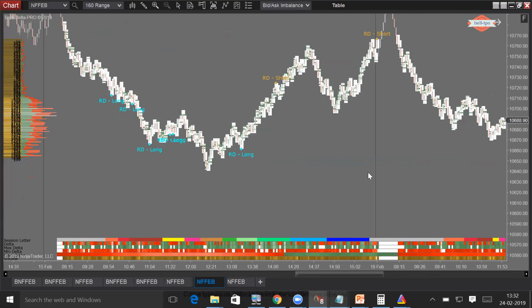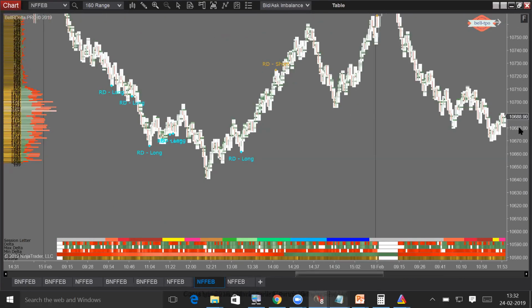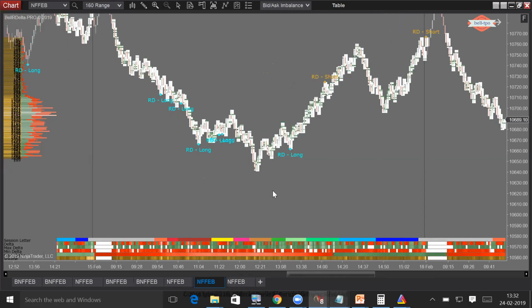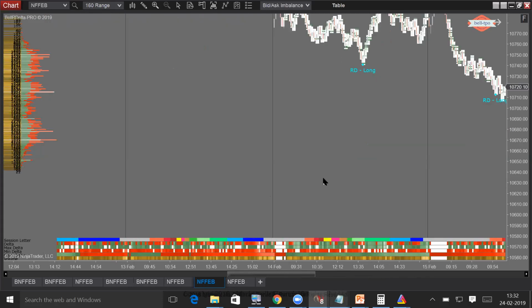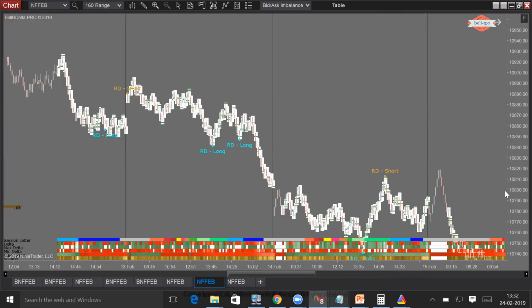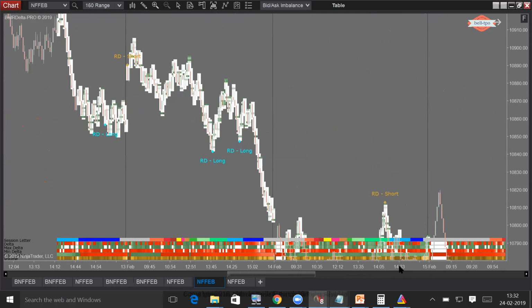If there are any R delta shorts coming in, there are multiple R delta longs. It is confusing now. How to minimize it? No, first let me talk about it. First let me talk about how to take the trades over here. So let's talk about a couple of R delta shorts which are coming in. Let's take this R delta short over here.